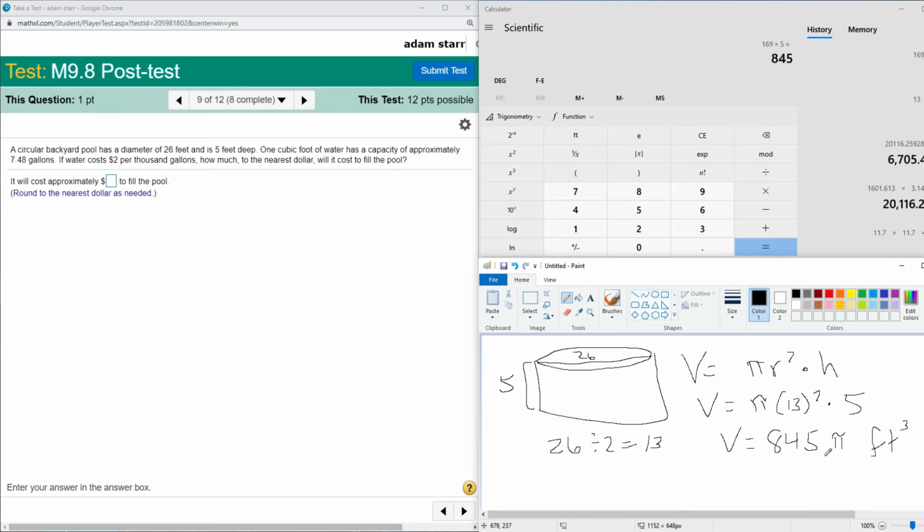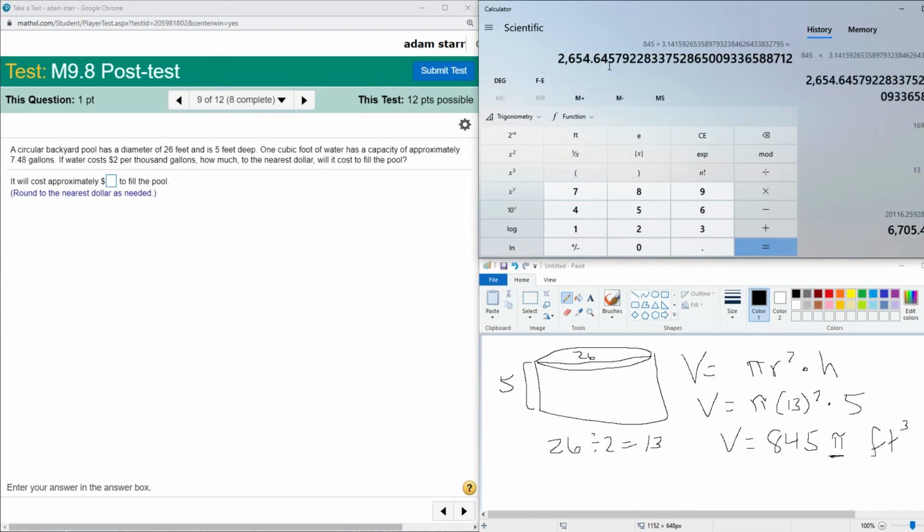So this is at the point where I'm going to multiply this by pi. So I have 845 times pi. Okay, so that's how many cubic feet I have. But now I'm going to multiply this by 7.48 to convert it to gallons, because 1 cubic foot is 7.48 gallons. So now I'm going to take this and multiply by 7.48.